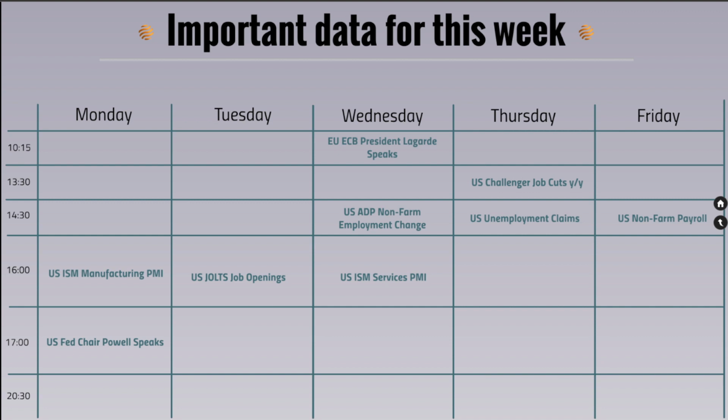Then on Thursday, we're going to get Challenger job cuts, which is not basically a very important data, or it doesn't really make a huge effect on the market, but this time it will, I think, so we need to check that out. And then unemployment claims, which is weekly data, obviously. Then Friday at 2:30 p.m., non-farm payroll, which is the bloodbath of the macroeconomics, so we need to pay huge attention to this.